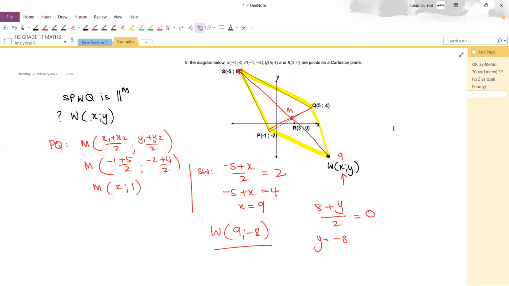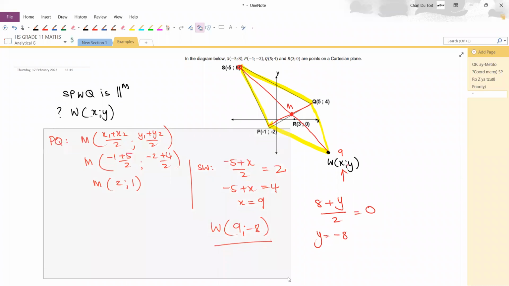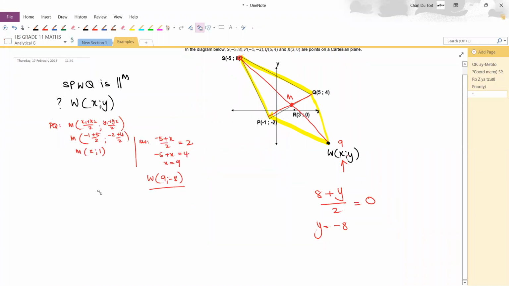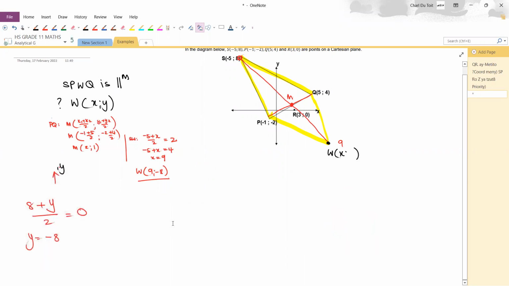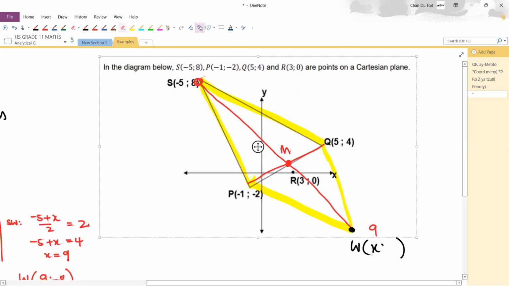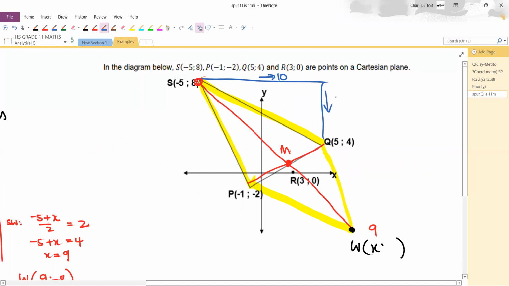Okay, what about the following method? Just look at this. If I look at this transition here, I'm just going to make this smaller, get it out of the way. Because this was 9 and something 8. There we go. Look at this transition method. So I'm going to move from that S to the Q coordinate. From -5 to 5, I've moved 10 units to the right. And from 8, I move 4 units down to get to 4.